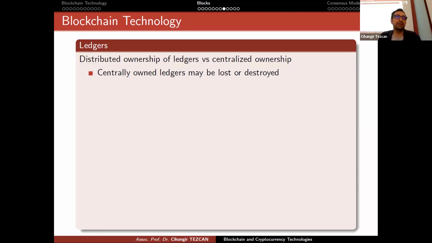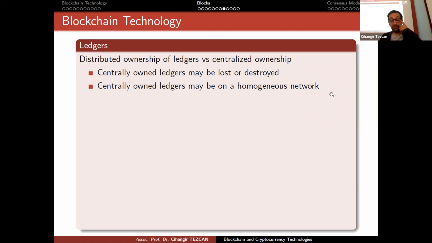So once it is lost, you cannot regenerate it, right? So you have to keep backups and so on to manage this. But the second thing is that centrally owned ledgers may be on a homogeneous network. So here what we are trying to say is that, for instance, in a bank or in a different company where you keep a centralized ledger, maybe all of the computers are identical. All of them are running the same operating system, same software, same versions, and so on. So it is homogeneous. But this may create a single point of failure, since all of them are the same.